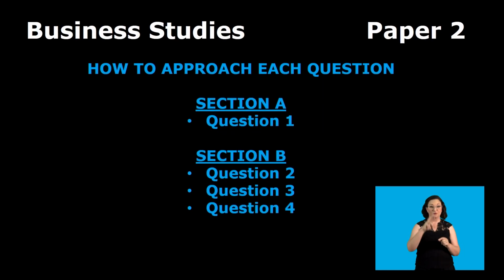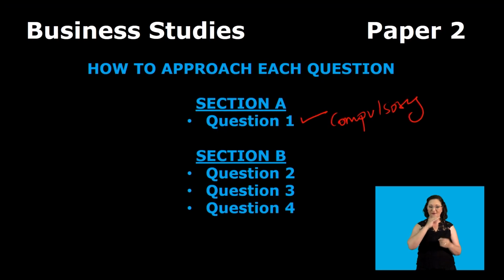Remember, I said to you, section A has got question 1, which is compulsory, meaning you answer everything. Everything in this section needs to be answered. It's 30 marks. Do not forget that. Very important. You answer everything. These are your objective questions.